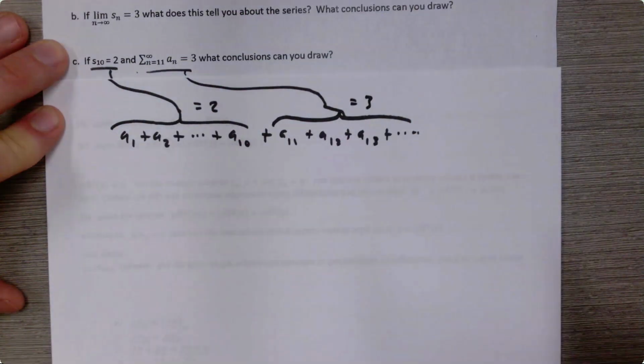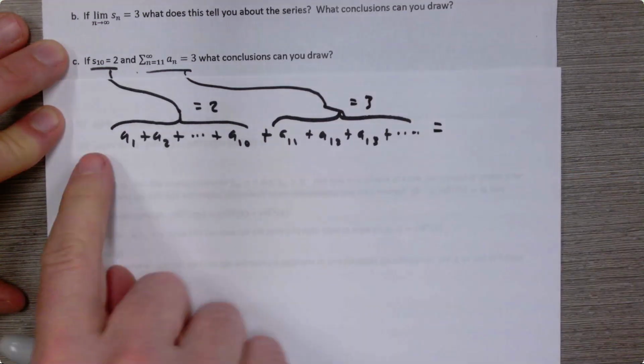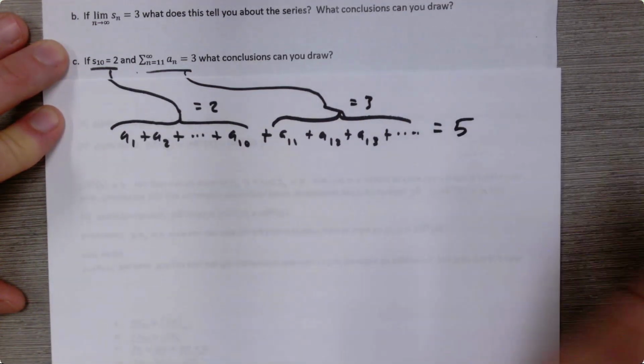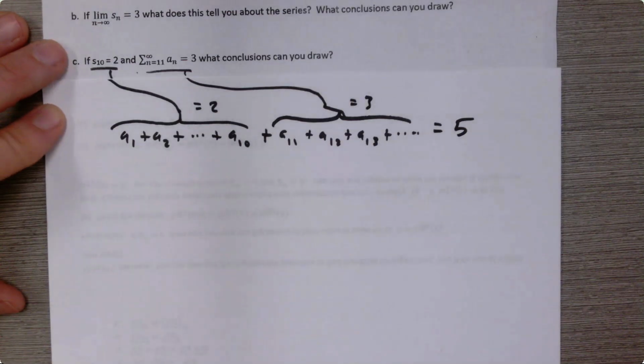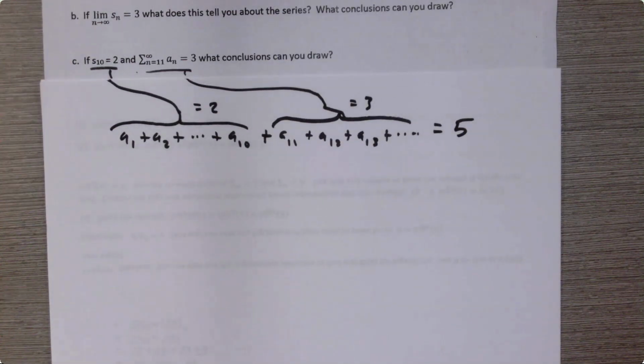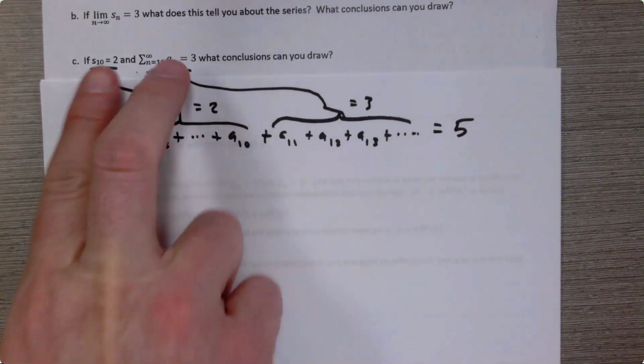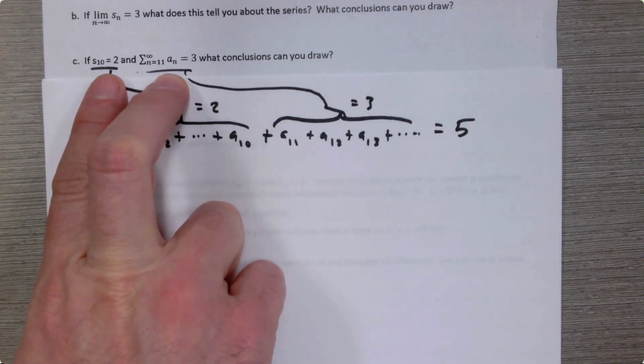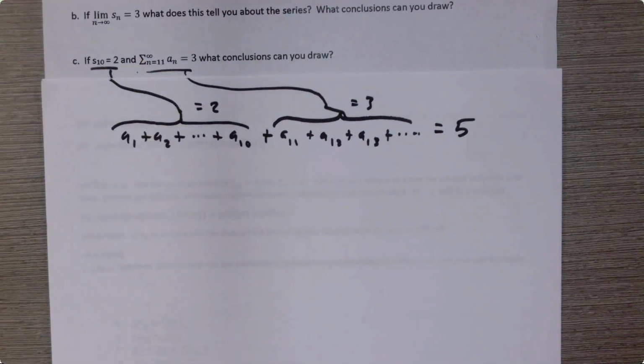So what do we know about the entire series? These add up to 2, the rest of them add up to 3. So the whole series must converge to 5. And again, the conclusion is very easy if you're able to imagine what this language is telling you. Because math is just a language that's describing something that you can understand.